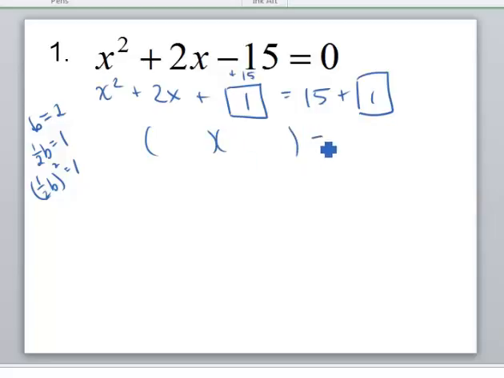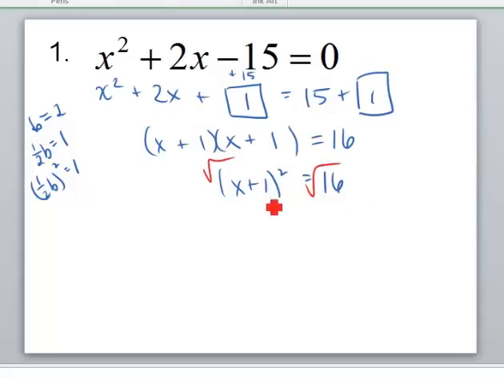This will factor as x times x and 1 and 1. I need 2 positives in there, so I have a positive 1 and a positive 1x, which gives me a 2x. 15 plus 1 is 16. We can write this as a quantity squared. Then I'm ready to square root both sides. So I get x plus 1 is equal to plus or minus the square root of 16. I can subtract 1 off both sides, and I get x is equal to negative 1 plus or minus 4.